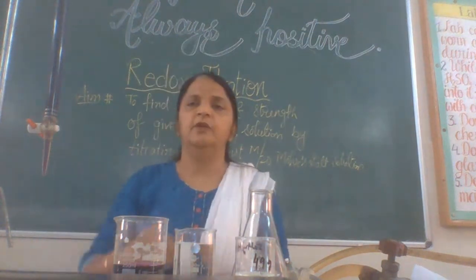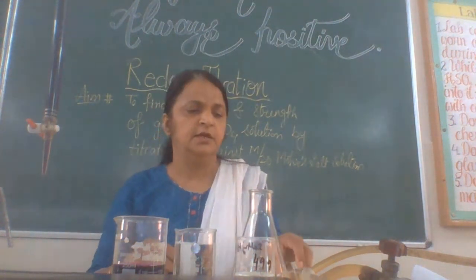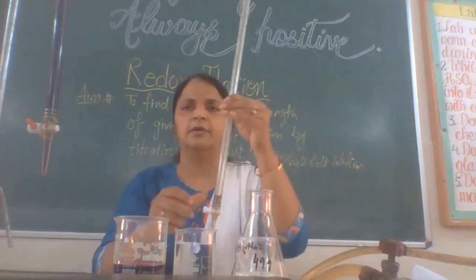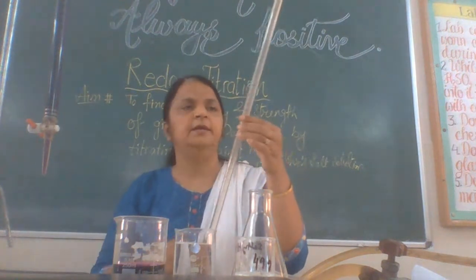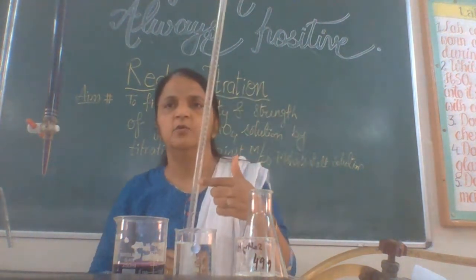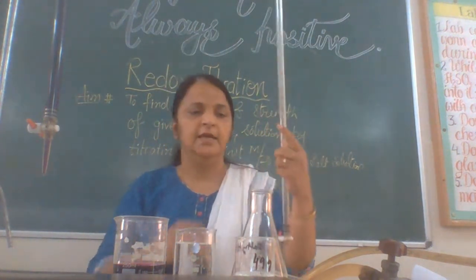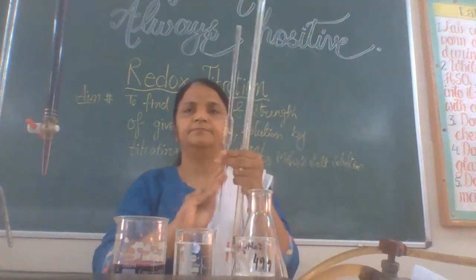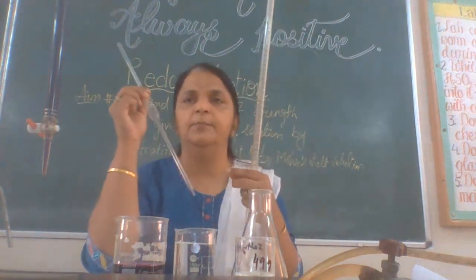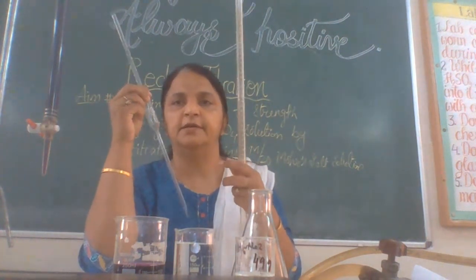First of all, I am going to tell you about the apparatus required to perform a titration. This is a long glass tube having a stopcock and nozzle. This is known as a burette. It has marking scales, and you can measure the volume of any solution which we fill in it. And this is a pipette, a 20 ml pipette. You can measure the exact volume of the solution which is to be titrated.